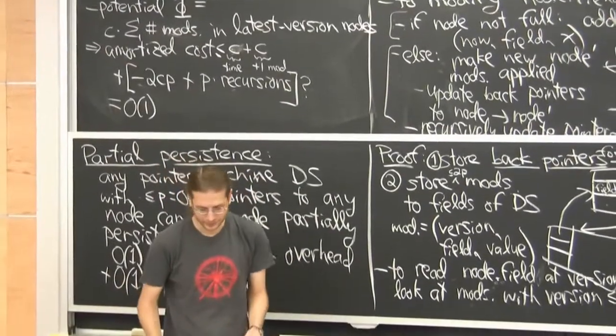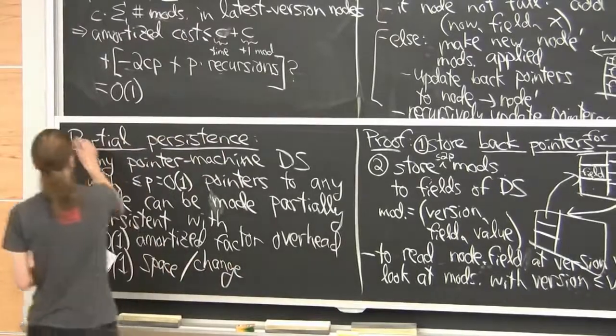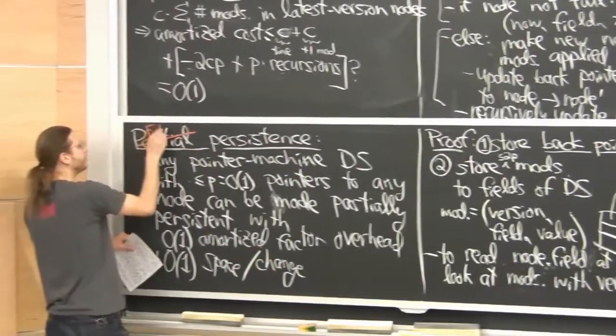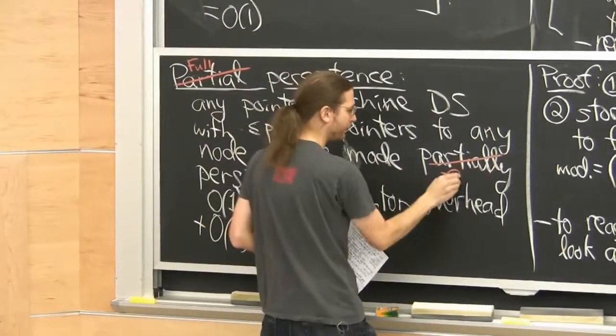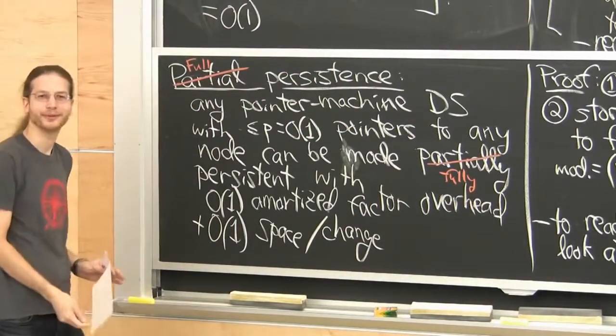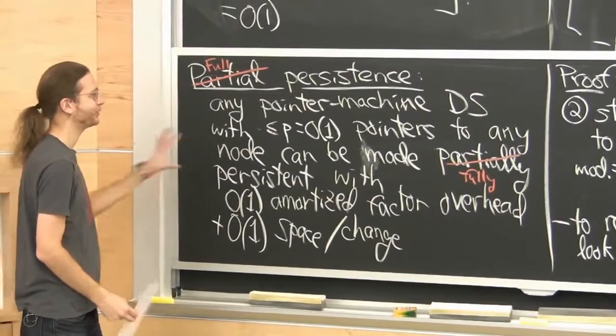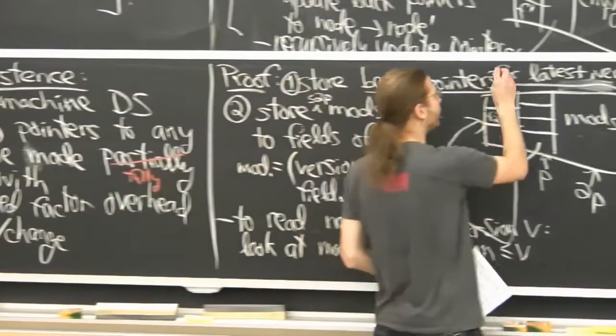Maybe I'll give you a bit of a diff. So full persistence, fully persistent, theorem, done. Okay, same theorem, just with full persistence. How do we do it? We store back pointers, now for all versions.